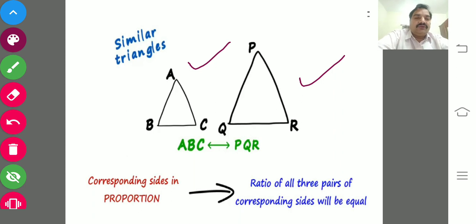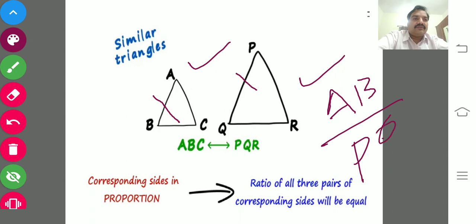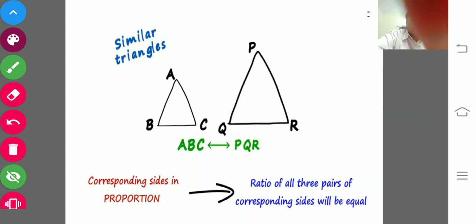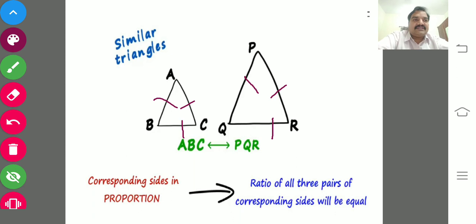If we want to find out the similarity characteristics, the first thing is that corresponding sides are in proportion. Corresponding sides mean AB and PQ, the two are corresponding sides. So those are in proportion. Proportion means what? Ratio. And BC and QR, both are corresponding sides. That means AB by PQ, BC by QR, and AC by PR. This is the first characteristic.